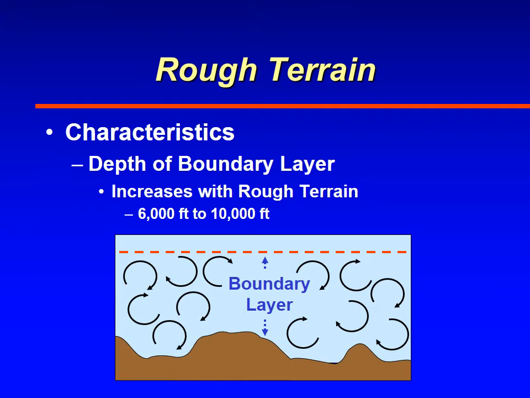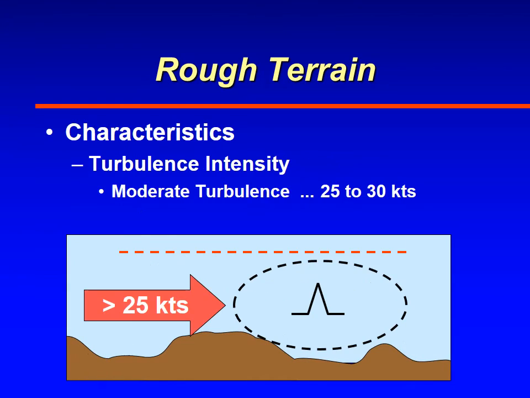A good example of this is out in western North Dakota, where there's rough terrain. Sometimes during the winter time, when the winds are very strong, we're talking 40 knots over the ground, you may see turbulence all the way up to 10 to 12,000 feet. But when the winds are only about 25 knots over the ground, they may put out an AIRMET for turbulence only up to 6,000 or 8,000 feet.